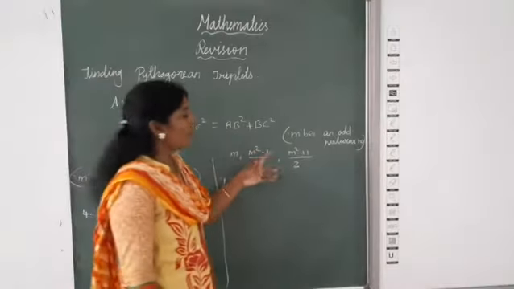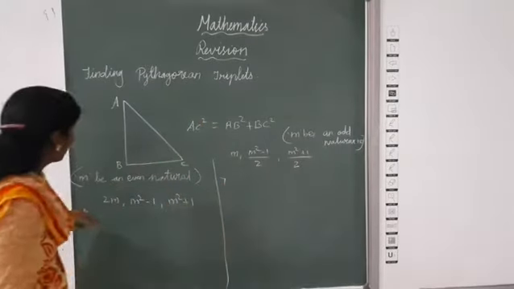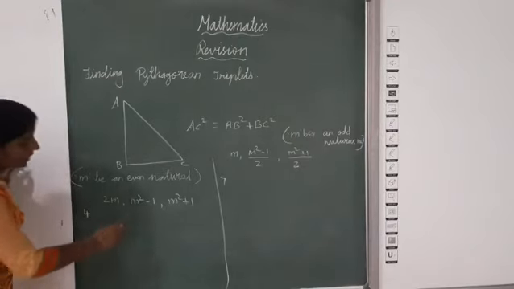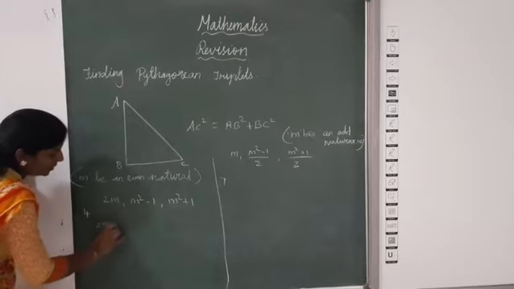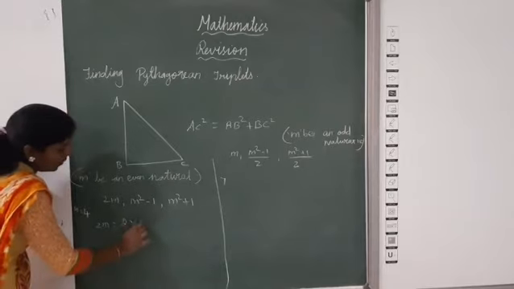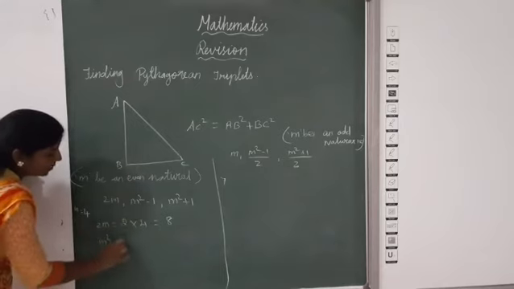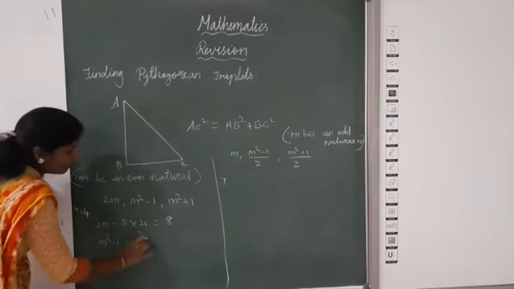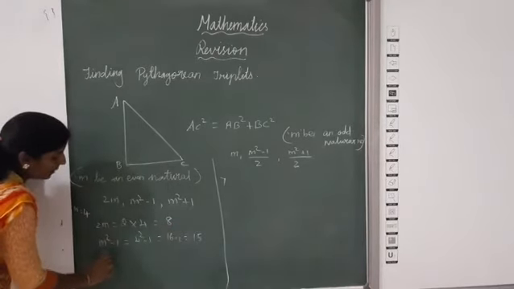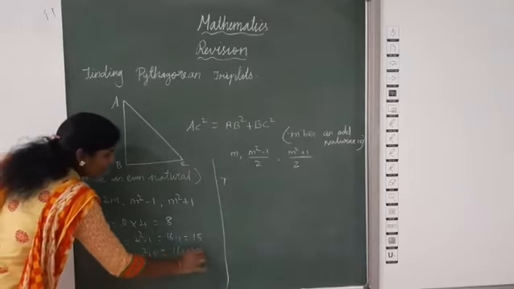Suppose m is an odd natural number, then the triplet is m, (m square minus 1) by 2, (m square plus 1) by 2. Suppose 4 is the even number, we can find the Pythagorean triplet. Now 2m equal to 2 into m, m is equal to 4, so 8. Then second one, m square minus 1 equal to 4 square minus 1, 16 minus 1 equal to 15. Then m square plus 1 is equal to 4 square plus 1 equal to 16 plus 1 equal to 17.